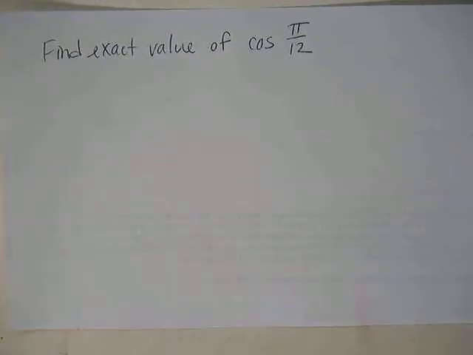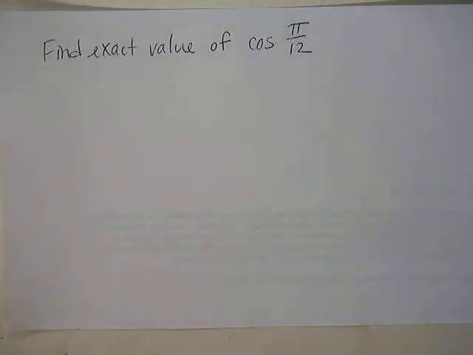the exact value of the cosine of pi 12ths. And since we just learned the sum and difference identities, we're going to use one of those to do this problem. Well, pi 12ths is a pretty small angle, so it's going to be hard to find anything to sum to get it. So instead, we're going to need to use a difference, right?